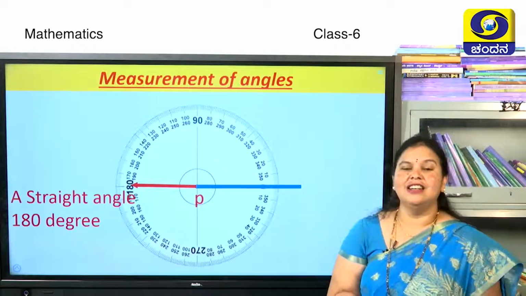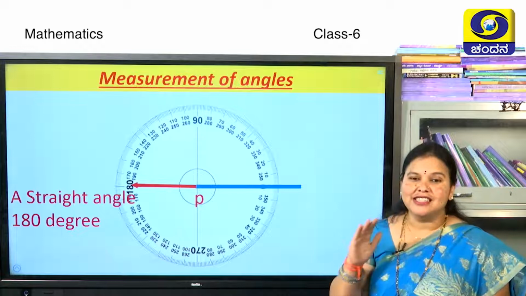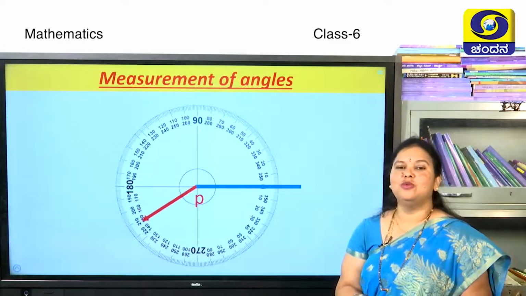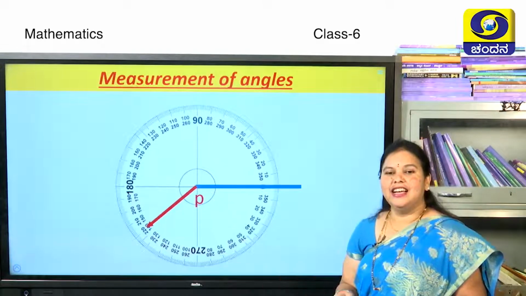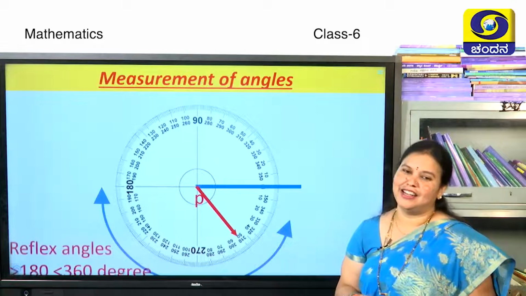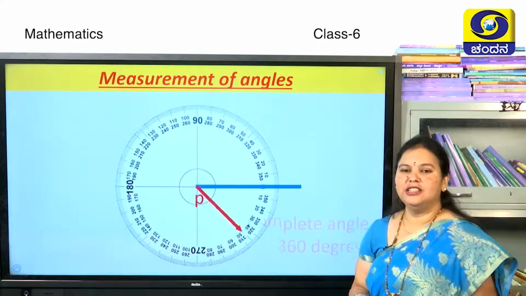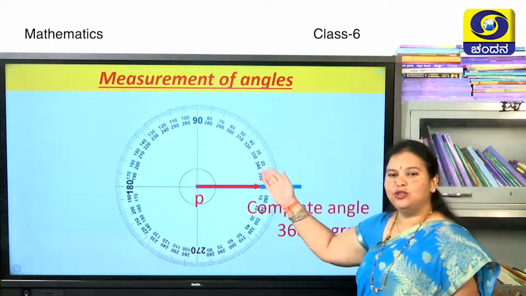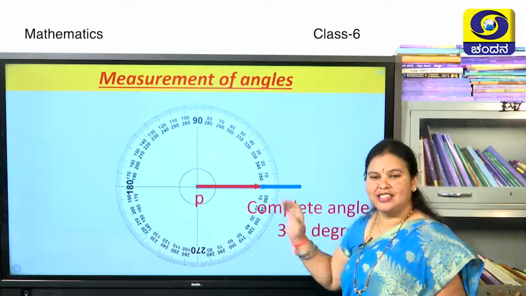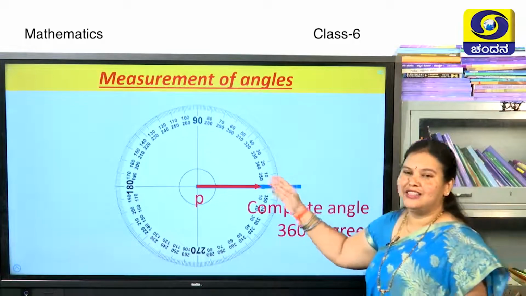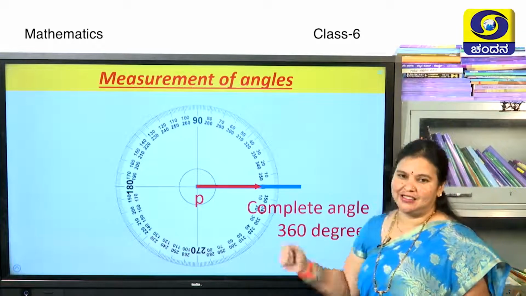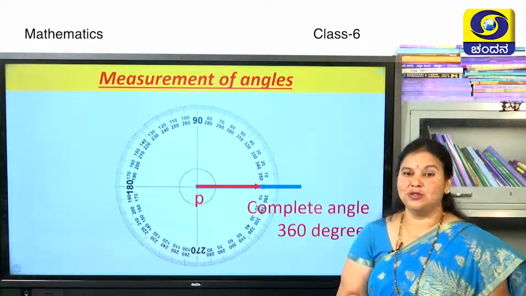So, straight angle is an angle which measures exactly 180 degree. So, the angles which are more than 180 degree and less than 360 degree are called reflex angles. Is it clear, children? Now you observe, the arrow is moving back to its original place with one complete rotation, isn't it? So, this angle is called a complete angle which measures 360 degree. I hope you all understood this concept very clearly.